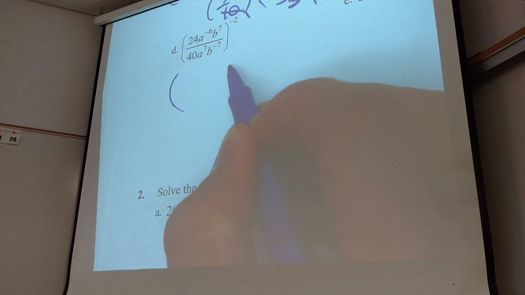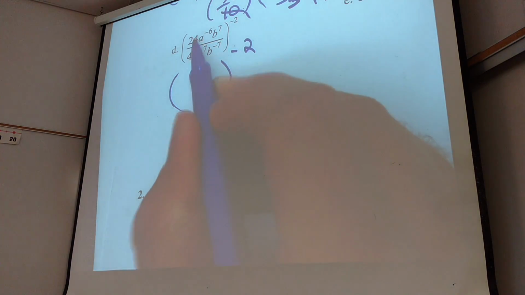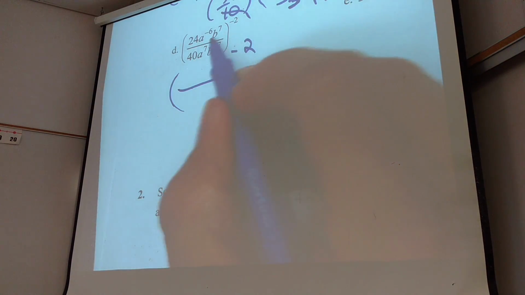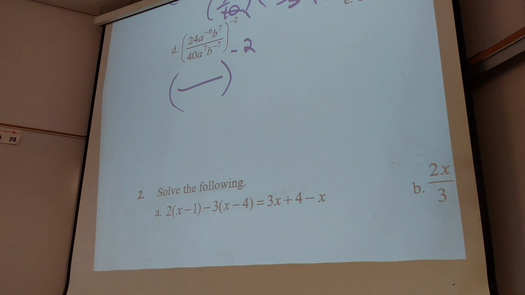What can I do on the inside? Move the negative to the opposite. Good, I like it. Anything to a negative power, what does a negative power mean? Move to the opposite side. Flip. So x to the negative 2 would become 1 over x squared, for example. So what's the only stuff in there that wants to move? Yeah, the a to the negative 6 and the b to the negative 7. Those are the only two things that are being raised to a negative power, so they're the only things that are going to move.